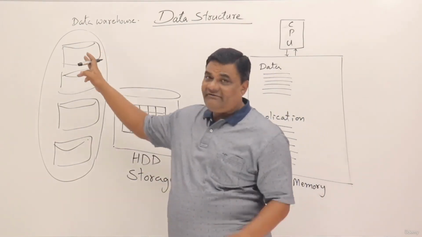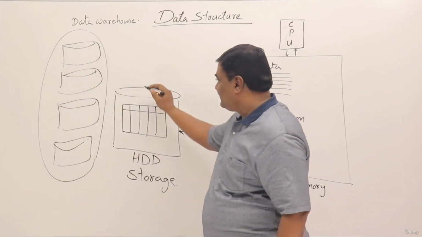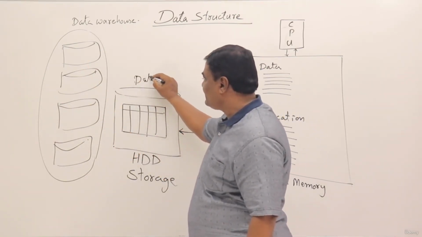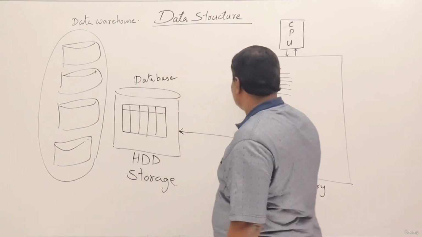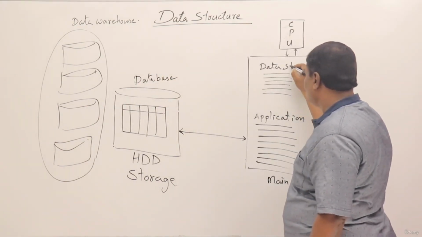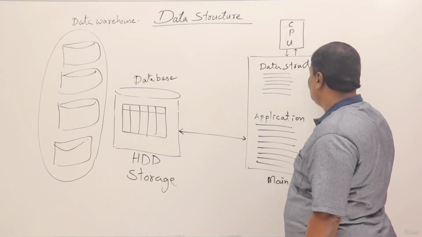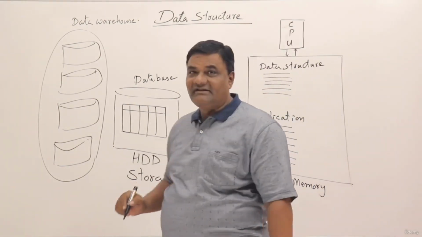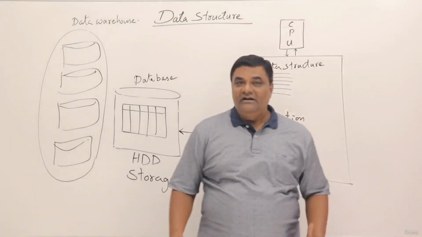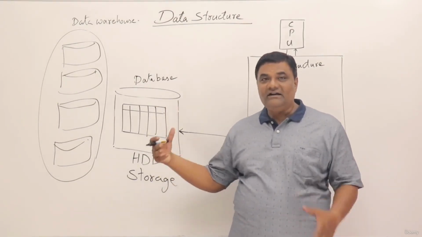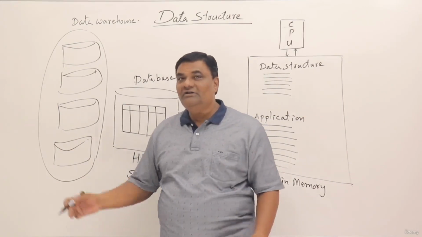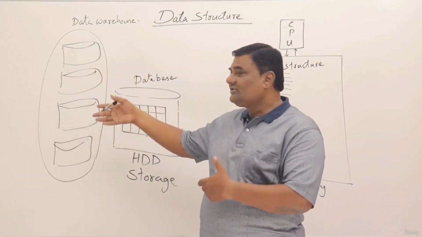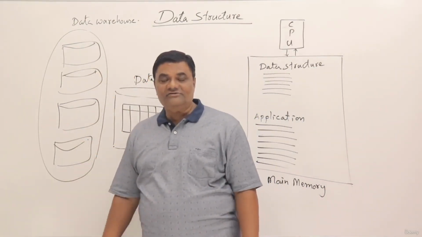So wherever data is used, I'm explaining about that. See, this is database, right? This is data structure. So data structure is inside the main memory during the execution. Database is on the disk, large-size data. And the huge-size data which is inactive now, and when required is utilized, that is the data warehouse.